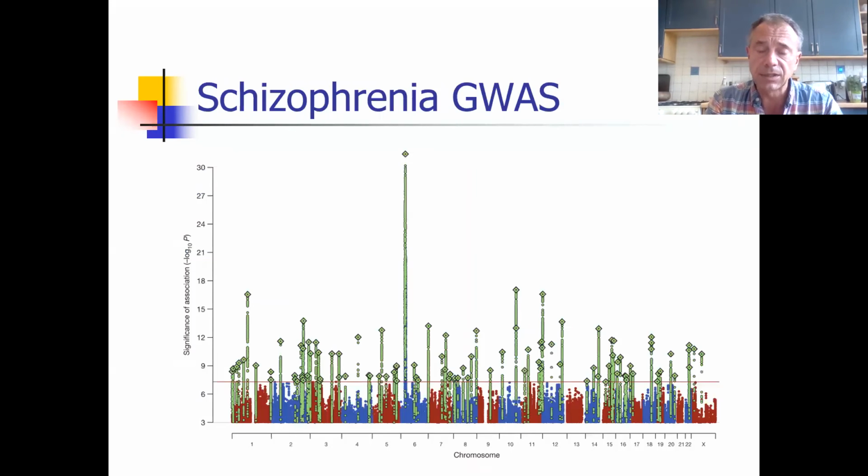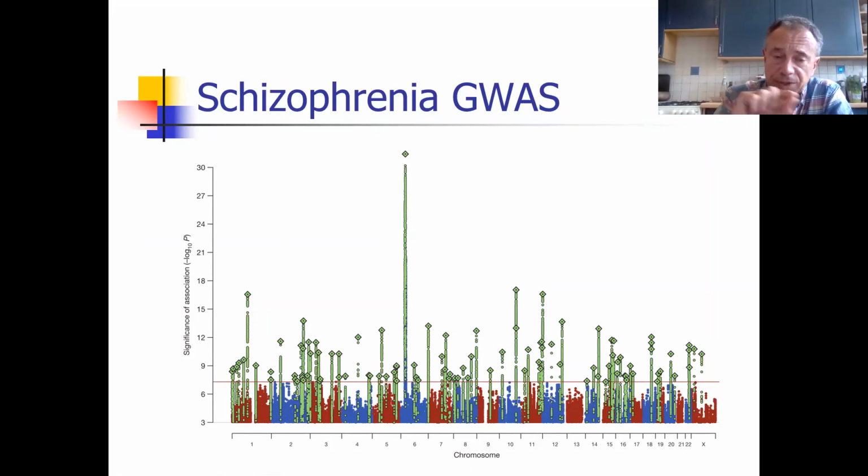This is typically how the results of a genome-wide association study are summarized. This is called a Manhattan plot, and I'll just take you through it to give you an idea of how to interpret these. Along the x-axis, we put out all the chromosomes, one to the X chromosome, and each dot is a different SNP marker. So notionally, there are about 1 million dots in this graph.